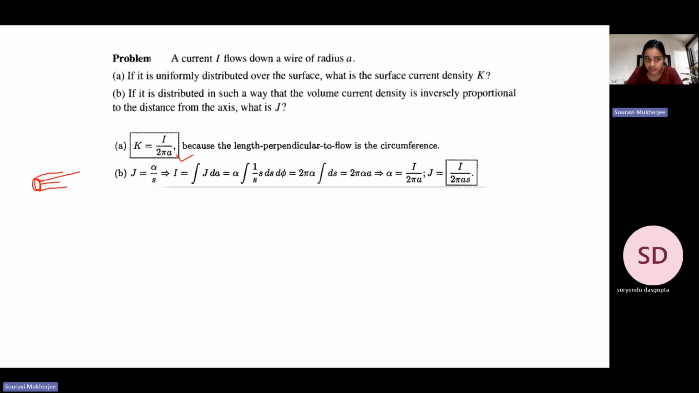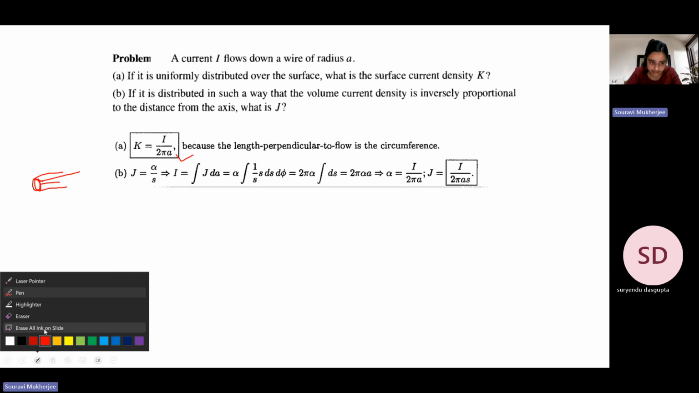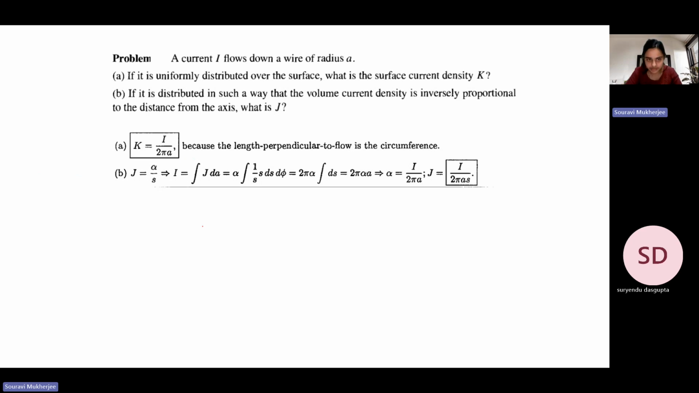If you have to find J for this condition where you have a uniform current, then it will be I by pi a squared. Understood, right? So that's how you define your surface current density or volume current density.